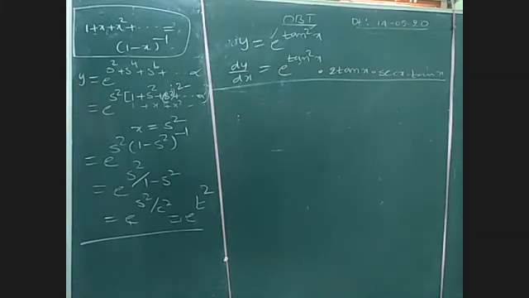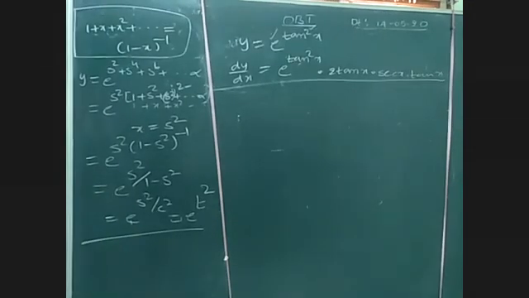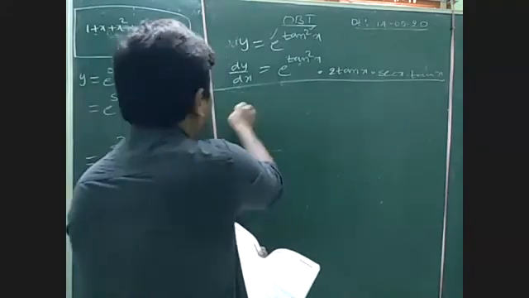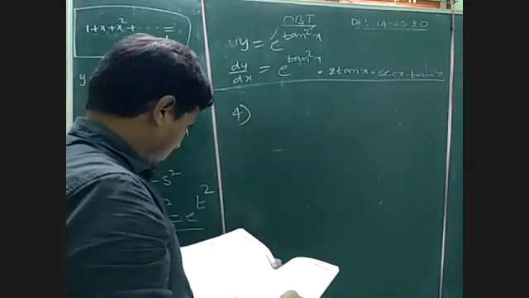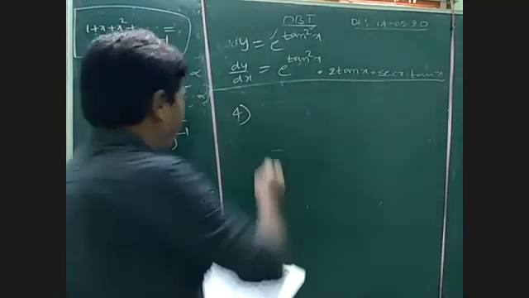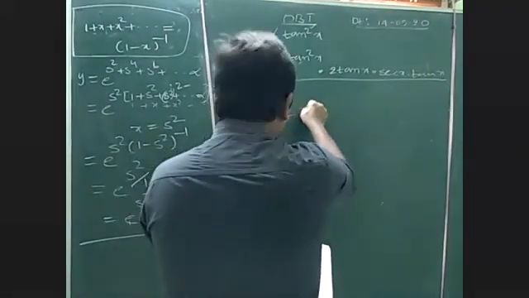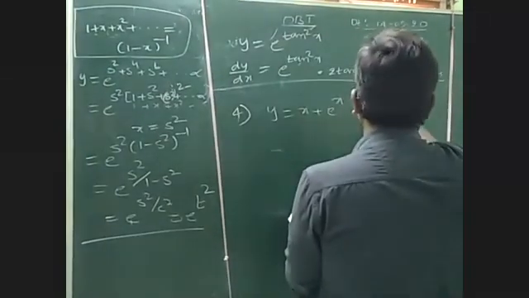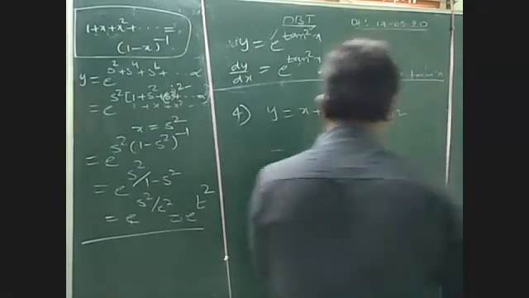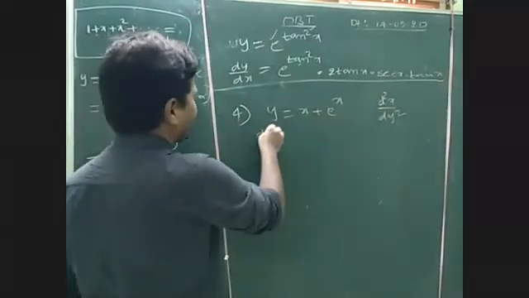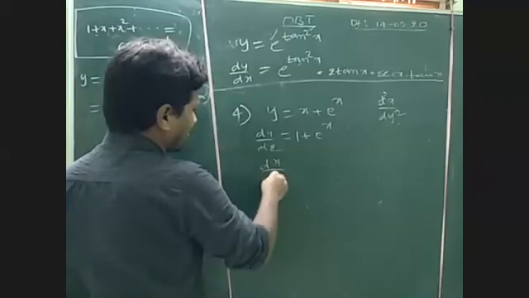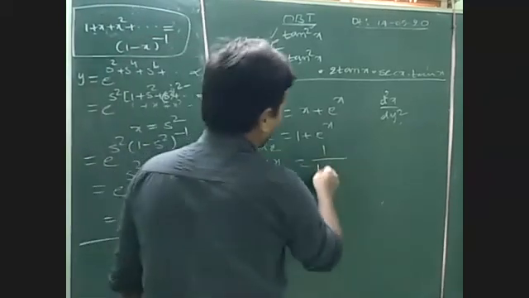Now, next question, question number 4. Here y is equal to x plus e power x, this is very easy only. Now they are asking not d square y by dx square, but d square x by dy square. If you want, you can try that. So you can find first dy by dx, which is 1 plus e power x, then write dx by dy as the reciprocal, 1 by (1 plus e power x).